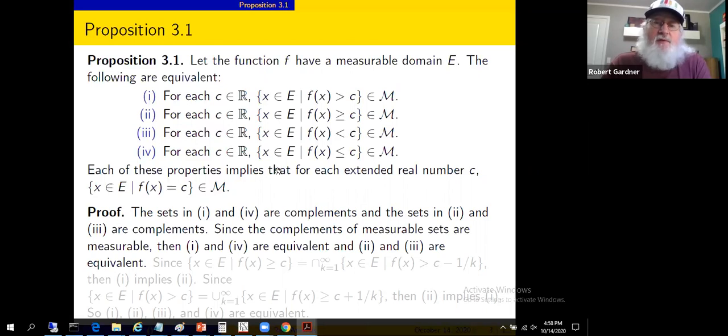f of x is defined, which it is for all x in E. E is the domain of the function. So the set in part 1 and the set in part 4 are complements of each other. If one is measurable, then the other one is measurable. If one is not measurable, then the other one's not measurable for a given c value. Similarly, 2 and 3 involve complementary sets as well: f of x greater than or equal to c versus f of x strictly less than c.